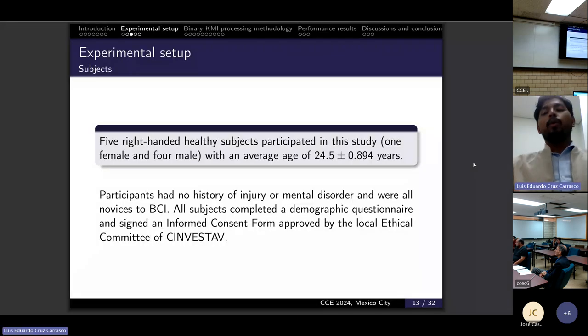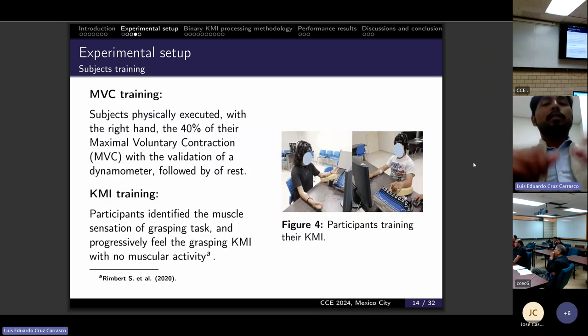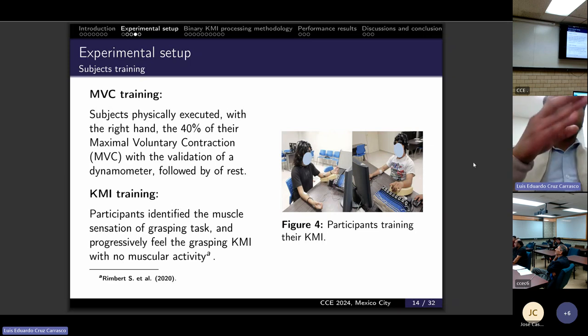For the experiment, we have five right-handed healthy subjects. These subjects have no history of injury or mental disorder, and all of them were novices in brain-computer interfaces. They completed a demographic questionnaire and signed an informed consent form. At first, to avoid distractions or external cues during the training, subjects were isolated in a quiet room. They were instructed to perform 40% of the maximal voluntary contraction in a grasping task. This contraction level was validated by a dynamometer.